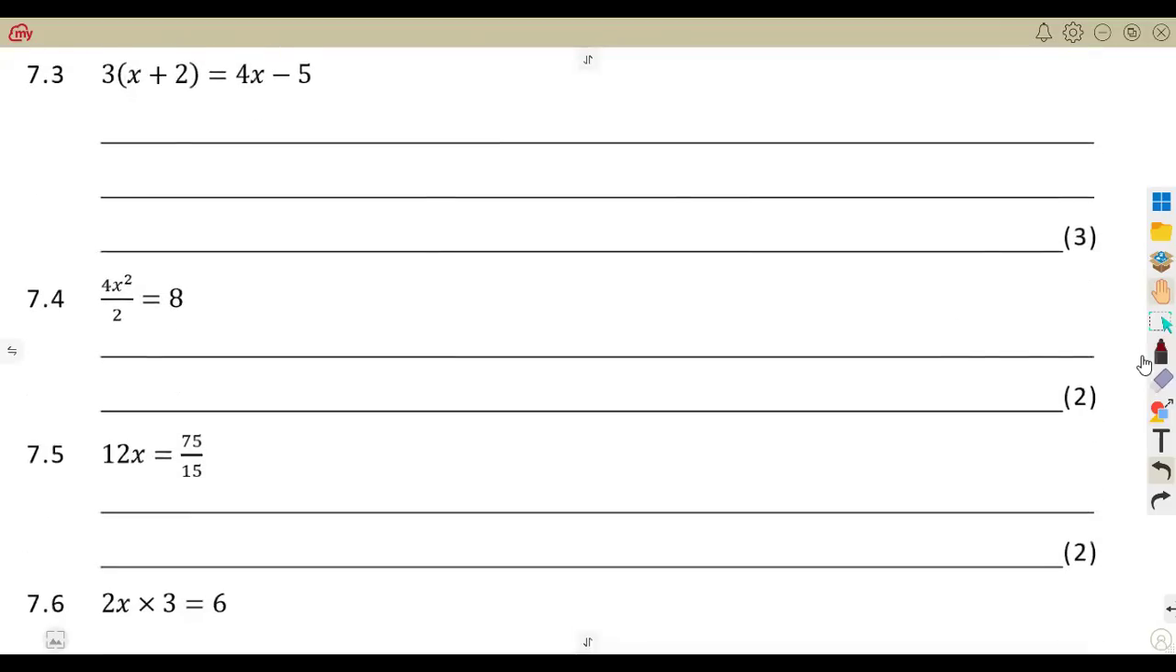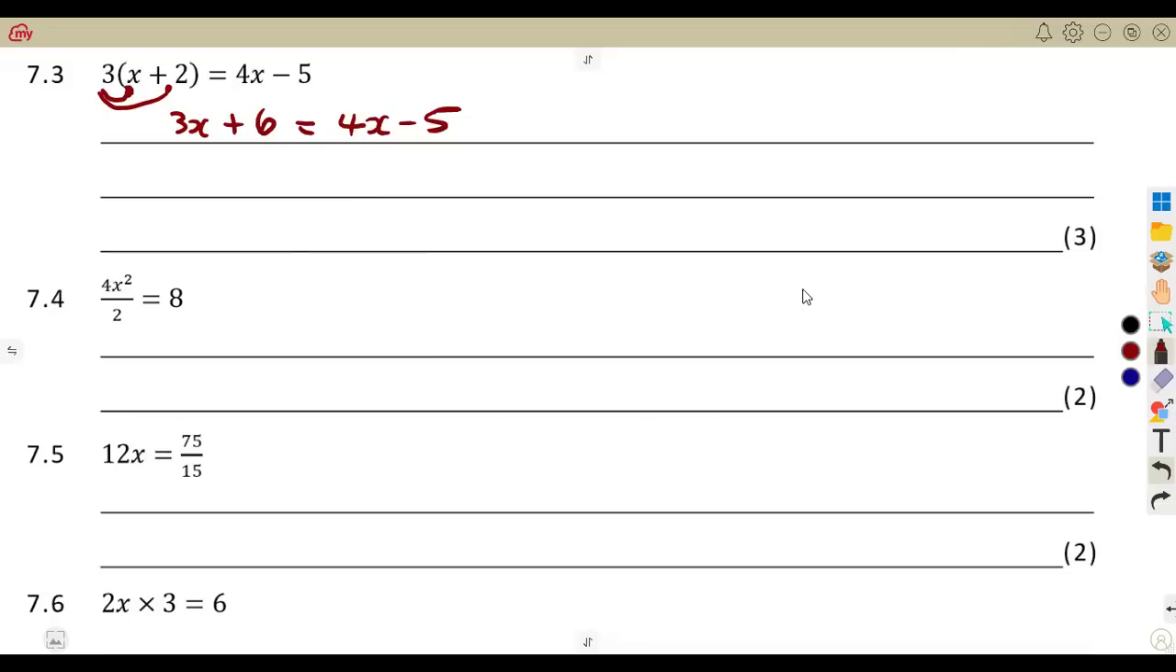Then 7.3, we have got a bracket. So distribute, remember we talked about the distribution there. So we are supposed to distribute this by the 3 that is outside of the bracket. So the 3 has to multiply everything inside. 3 multiplies x, which is 3x. 3 multiplies 2, 3 times 2, which is 6. So this is equal to 4x minus 5.